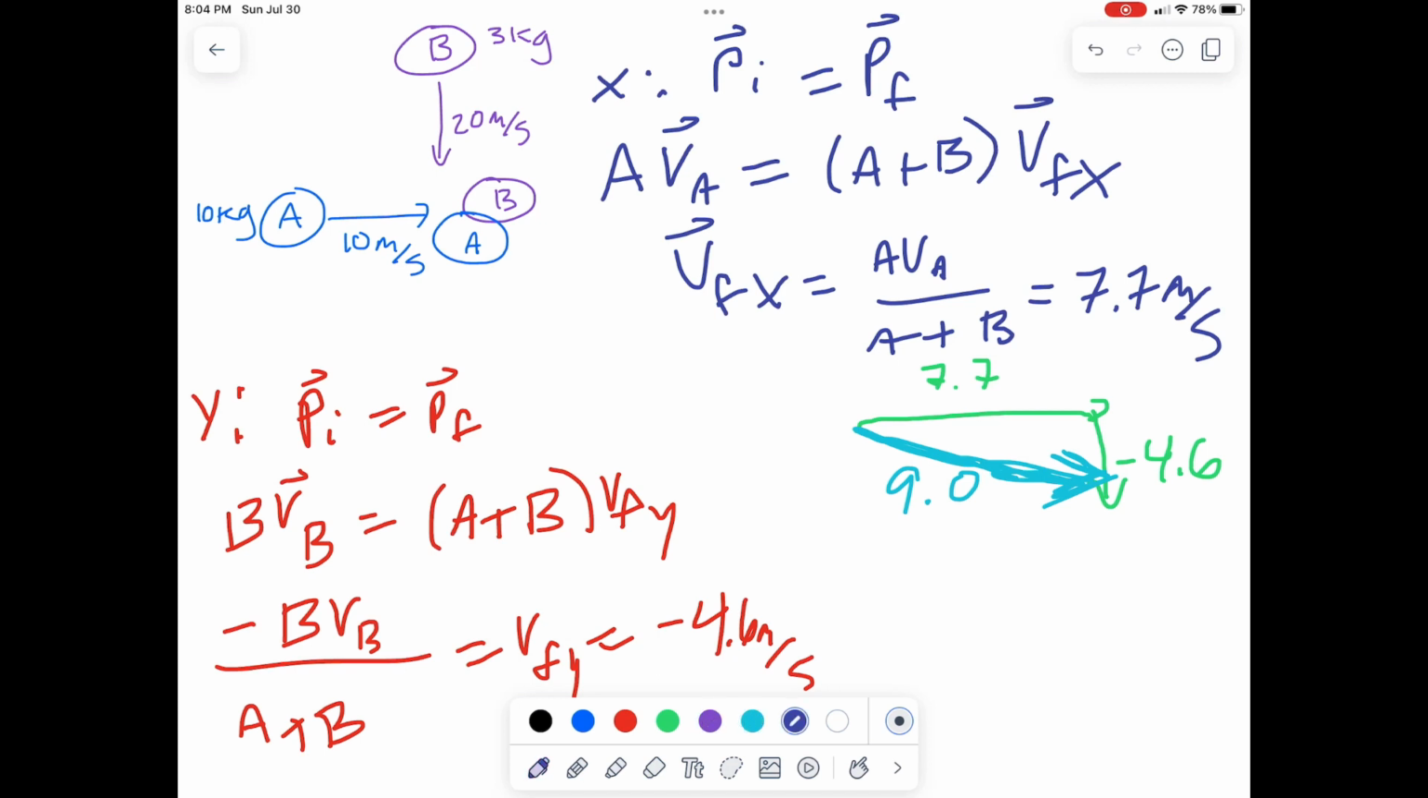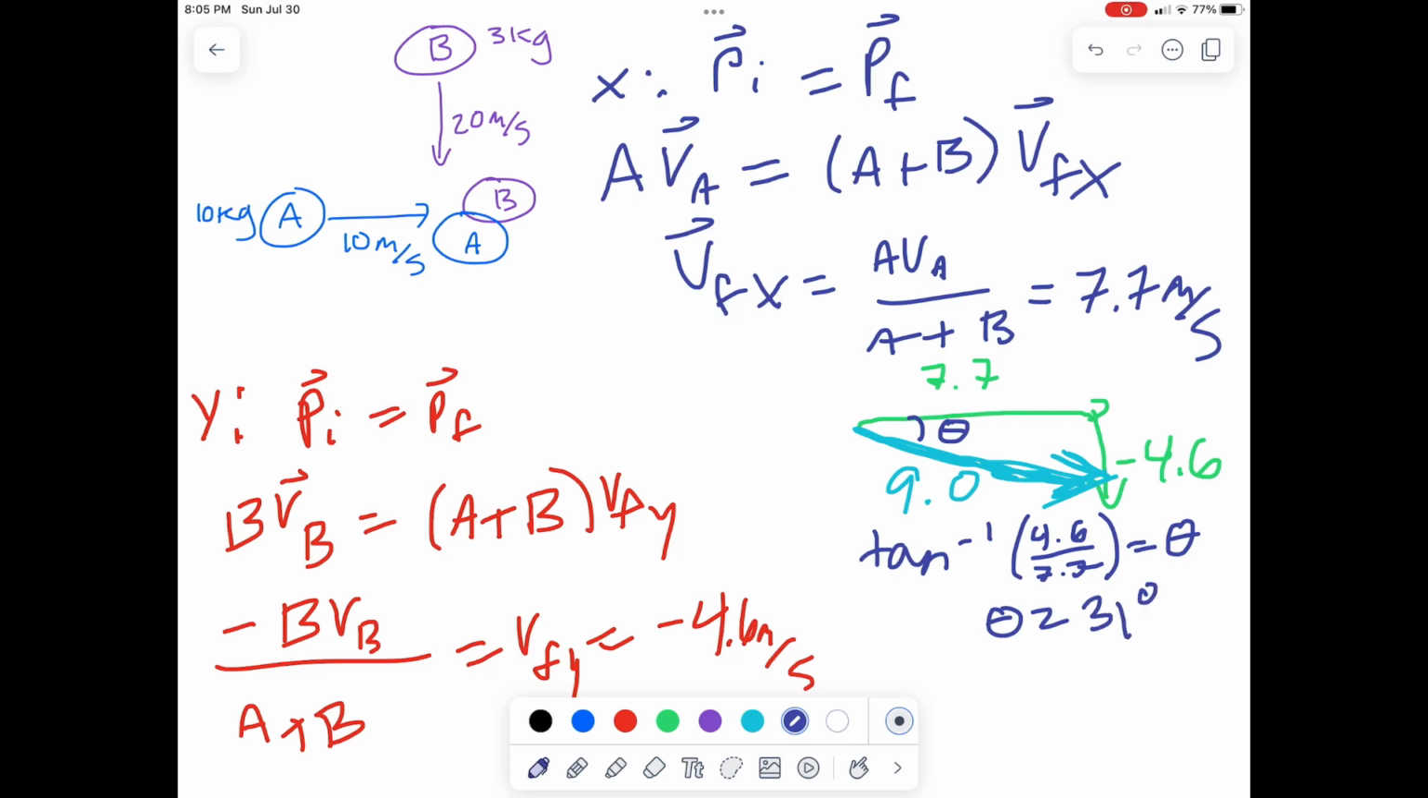But it can be tempting to stop here, but we're not actually done because we have to account for the direction of our velocity. So if this is my angle theta, we need to find in which direction our velocity is pointing. So I can find my direction by saying inverse tangent of 4.6 over 7.7 equals theta. So therefore theta equals, let's see, if I do inverse tan 4.6 over 7.7, I get about 31 degrees.